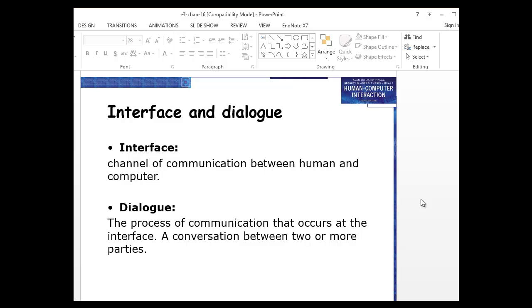And what is dialogue? It is the process of communication that occurs at the interface. For example, me and the computer want to communicate with each other. So dialogue is the conversation between the system, the front end design of your product or system or computer, and me or humans. Again, the second sentence for dialogue: a conversation between two or more parties. As we discussed in the previous slide, if there is one computer and one human, or one computer and again one computer, one to one is a two party conversation.